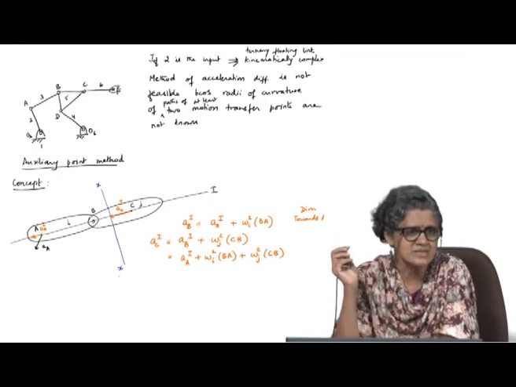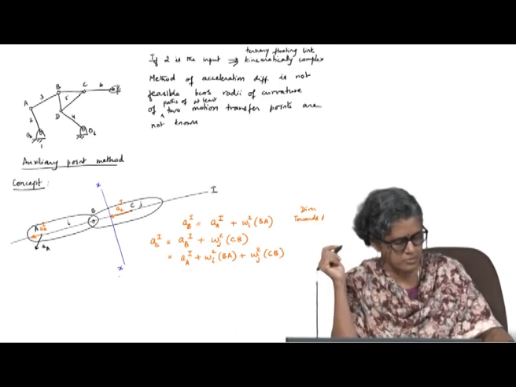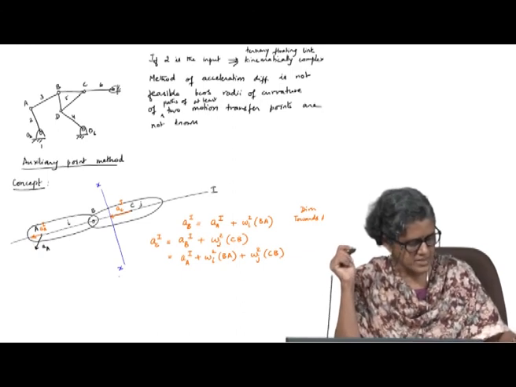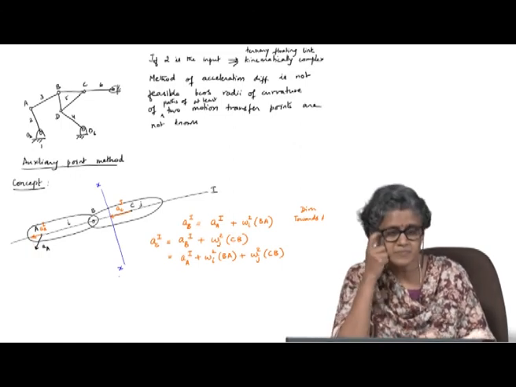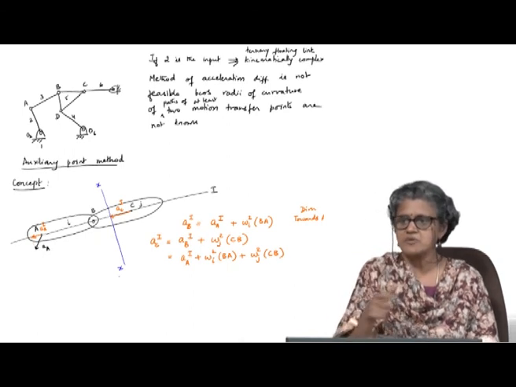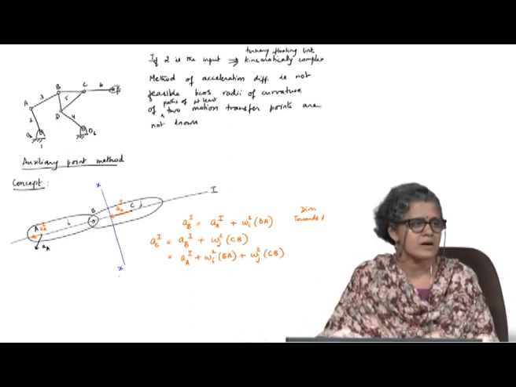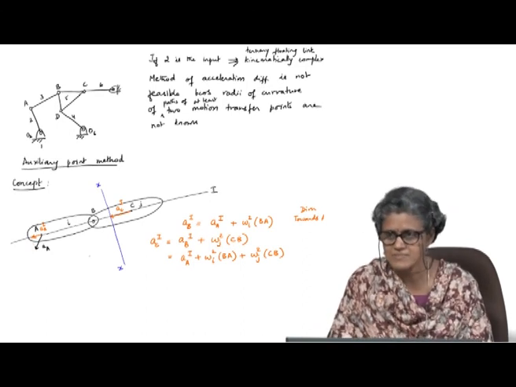So, that is the auxiliary point method for acceleration. We will solve a problem in the next class, but this is the basic concept behind the auxiliary point method for accelerations. Slightly different from the velocity case, but still quite elegant how they come up with this.